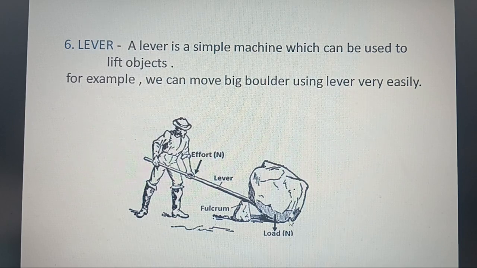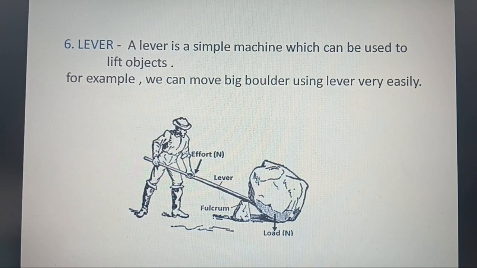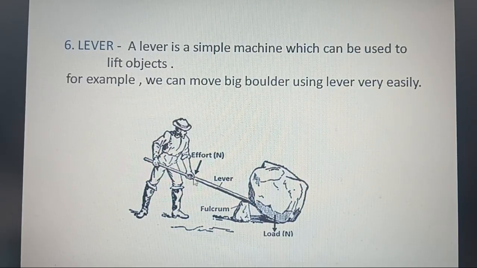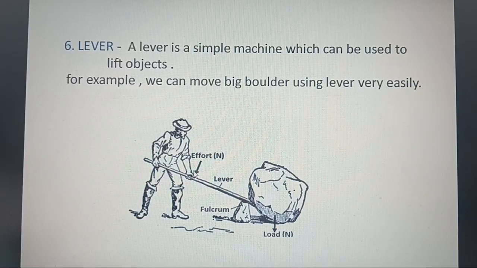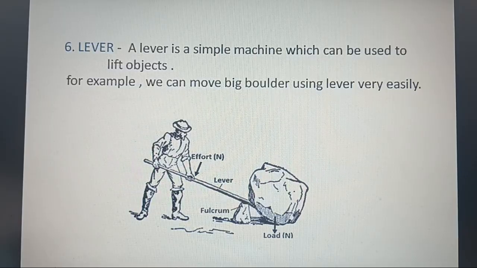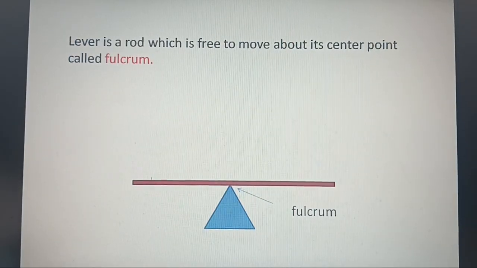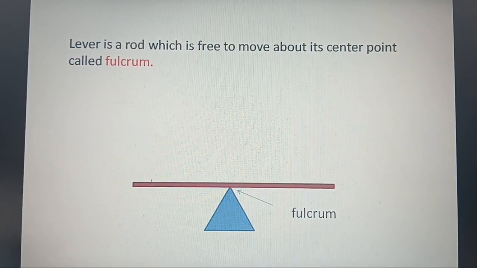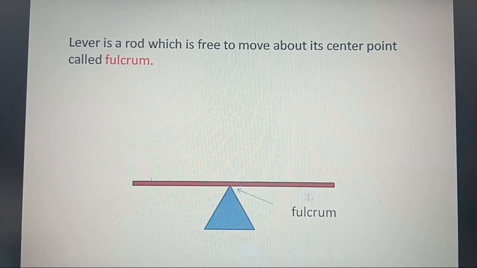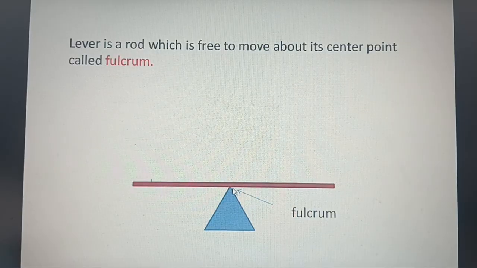This is the load, and this is where the rod is attached. That is the fulcrum, and where the effort is applied. This is the effort. A lever is a rod which is free to move about its center point called fulcrum. As you can see in this picture, the rod is attached from this; it is the fulcrum.